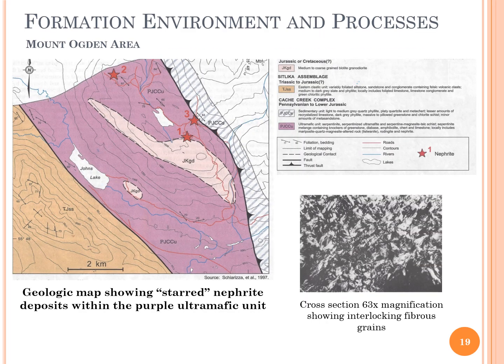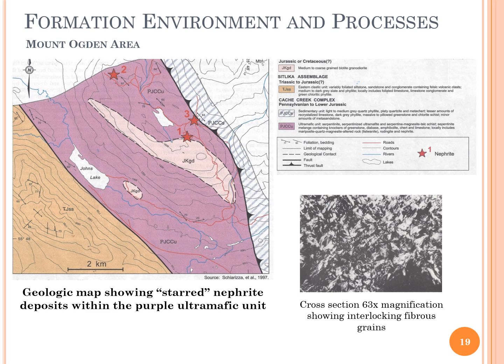If we take a look now at the Mount Ogden area in central British Columbia as an example of one of these locations that have a BC nephrite, you can see the map of the geology here on the left with the color code referring to different ages of rock. And the stars, 1, 2, and 3, refer to specific nephrite locales within the section. You can see number 3 is located by that line with the arrows. That's a fault zone.